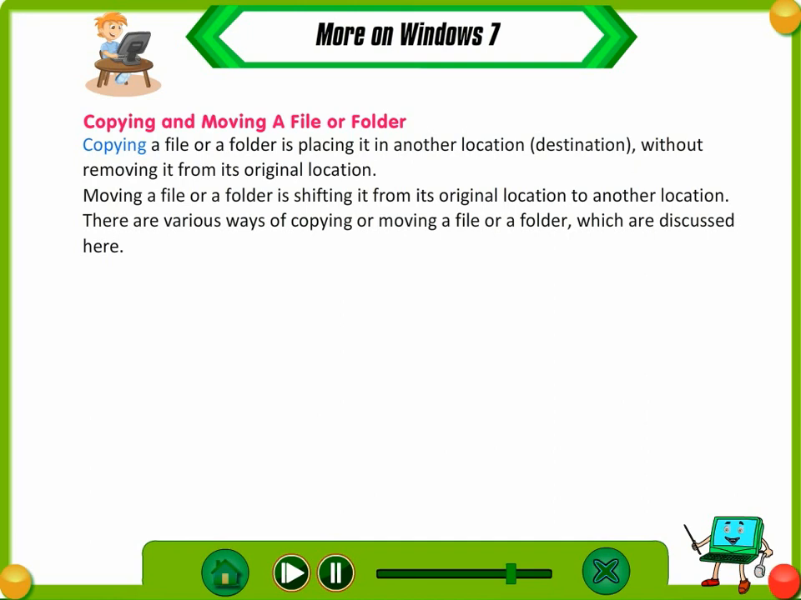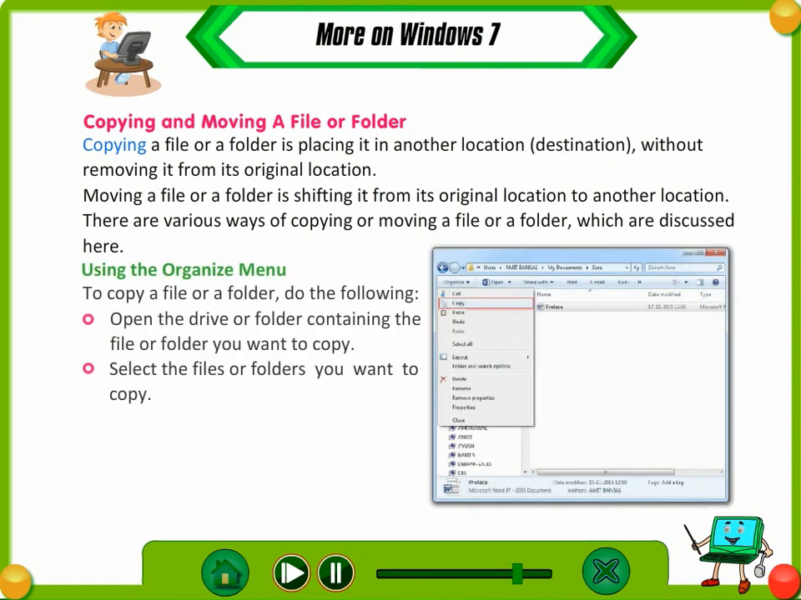Copying and moving a file or folder. Copying a file or folder is placing it in another location, the destination, without removing it from its original location. Moving a file or a folder is shifting it from its original location to another location. There are various ways of copying or moving a file or a folder which are discussed here.